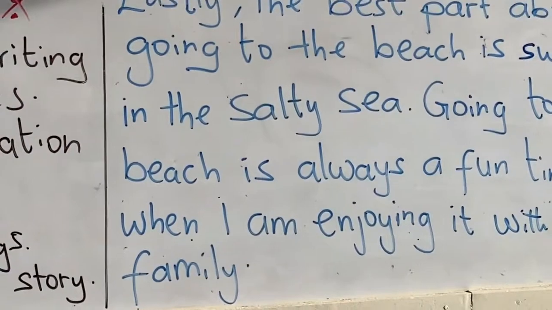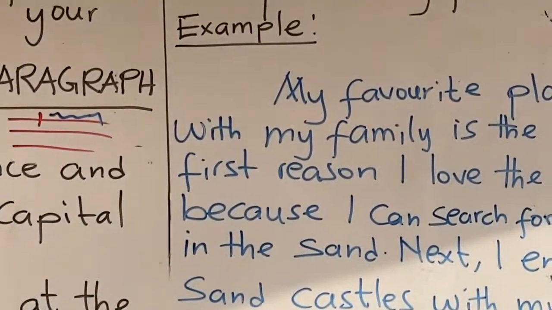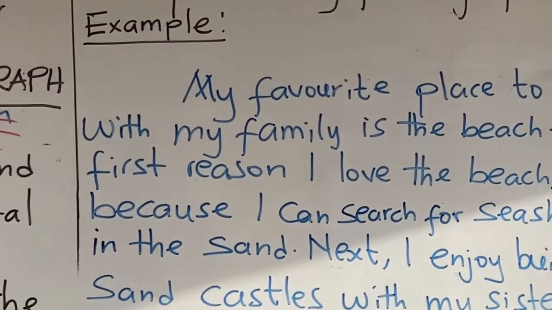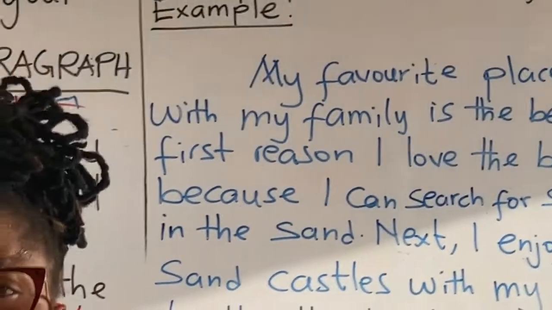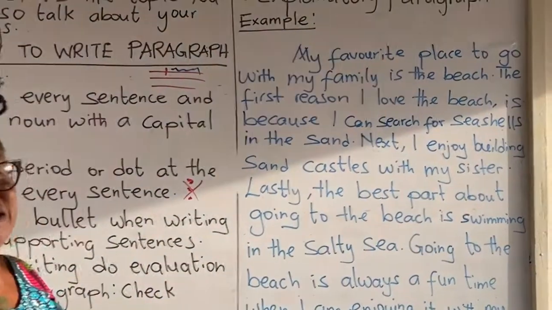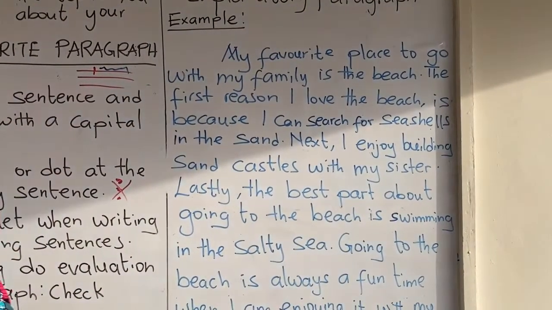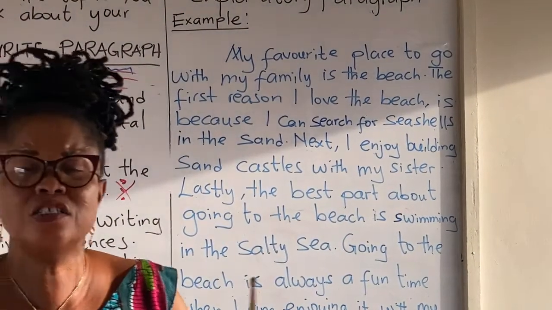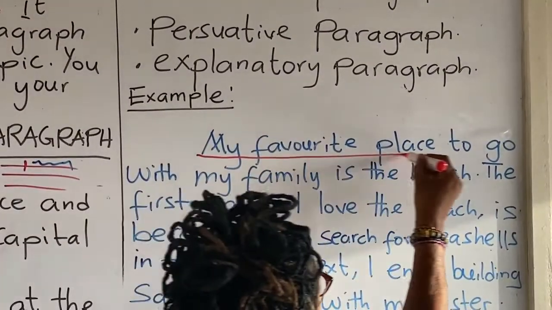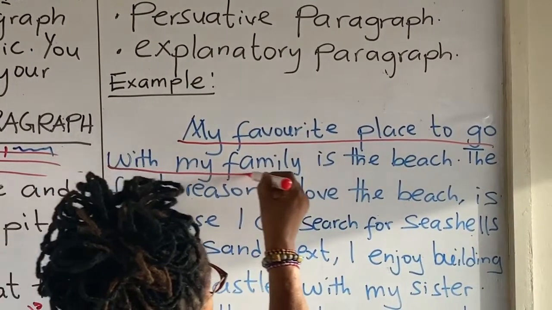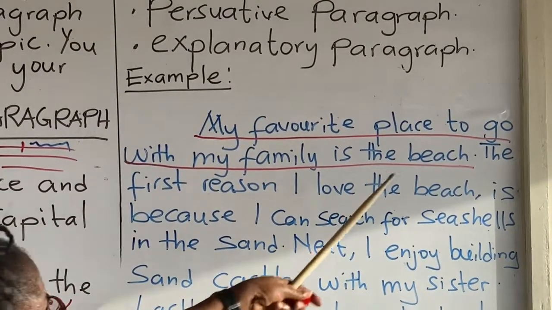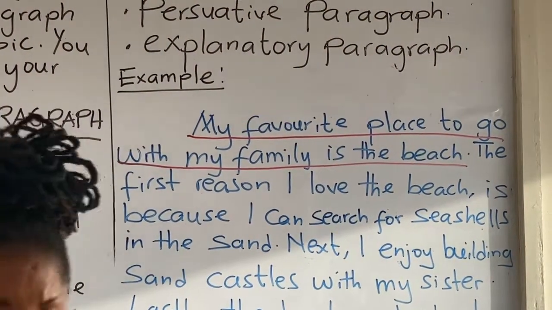With this paragraph, we are going to look for the topic sentence, the supporting sentences, and the concluding sentence, as well as the connectives or the transitions. Now, what is the topic sentence here? What is the paragraph talking about? It is talking about somebody's favorite beach. So the topic sentence here is: My favorite place to go with my family is the beach. That is the topic sentence.